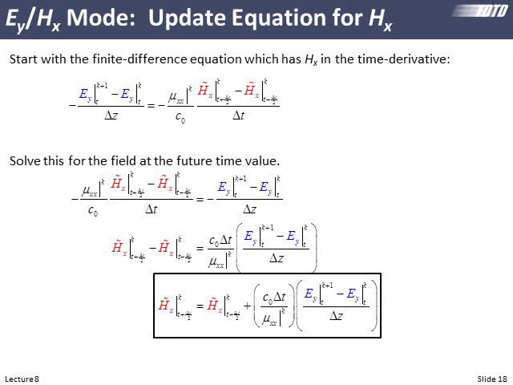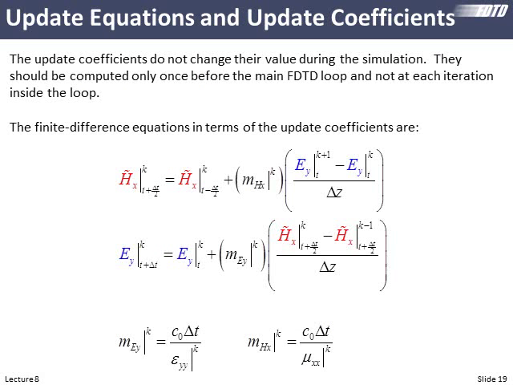So we would call that our update equation for E sub y. We have a similar update equation for H sub x. And then we summarize our update equations and write them in this form. All the update equations take this basic form. The field value at the future time step equals the field value at the previous time step plus some kind of update coefficient, which is different for each point, times the curl of the other field. So if we're updating the magnetic field, we need the curl of the electric field. If we're updating the electric field, we need the curl of the magnetic field.